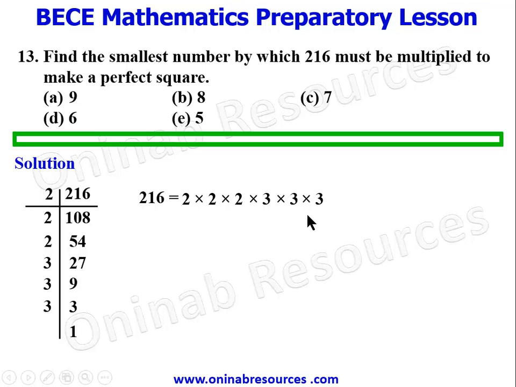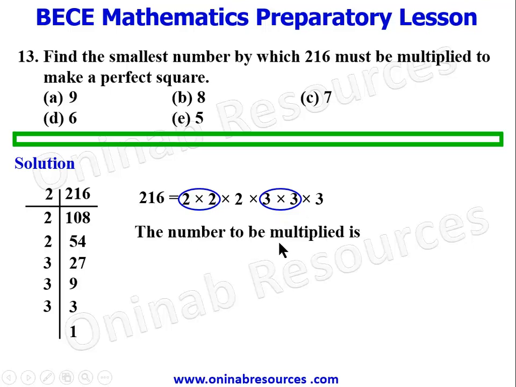So we group the numbers into 2's. So I have two 2's here. This is now up to 2 again. I leave it there. I have two 3's here, and this is now up to 2. So these single numbers remaining are multiplied together to give the number to be multiplied by 216 to make a perfect square. So that we now have it as 2 times 3, which is equal to 6. And that is option D, which brought the solution of the problem to an end.